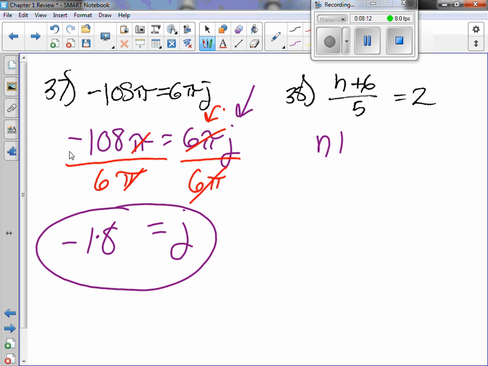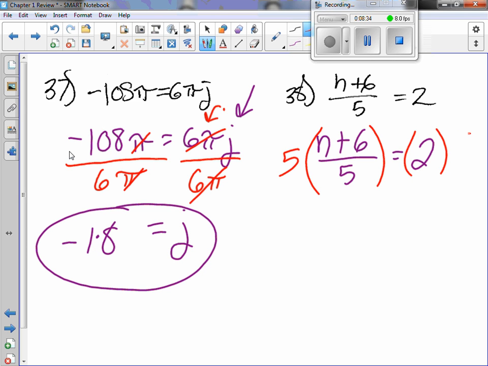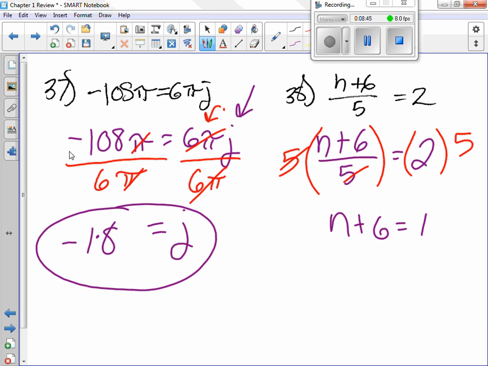I'm just going to go on and look at number 38. Now looking at this here, because we're trying to get n by itself, and we have n plus 6 divided by 5. The whole thing's being divided by 5. To make this a little simpler, I'm going to multiply both sides by 5, because that 5 and that 5 will cancel. It'll simplify it down, which will leave us with n plus 6 equals 10.